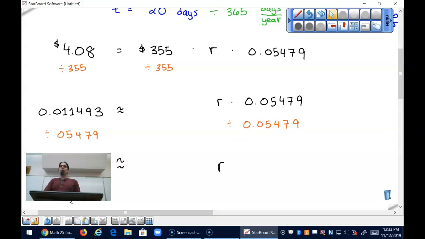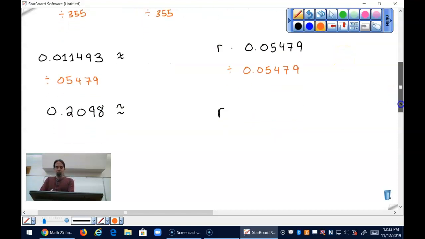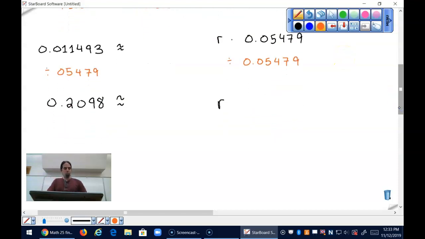Okay, are we done? We have R. No. Now, what do we need to do? Yeah, it asked for a percent, a rate. So now I'm going to go into percent. And I'll probably round it again because that looks like it really wants to be 21%.